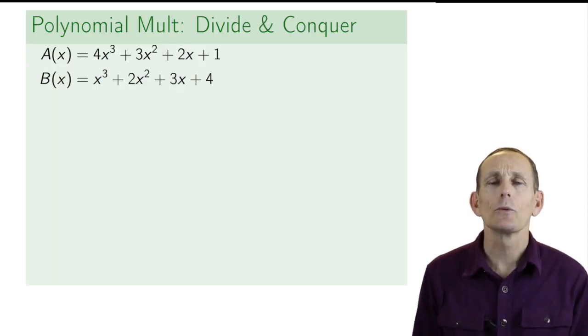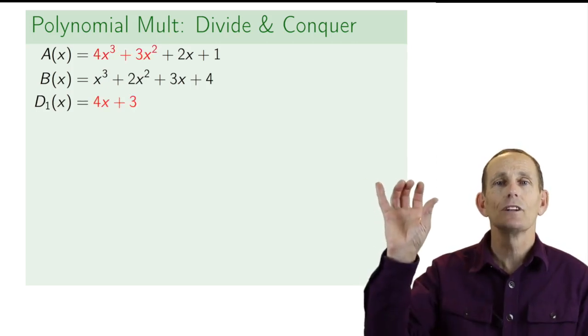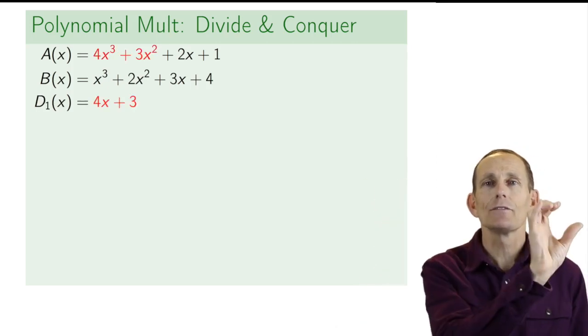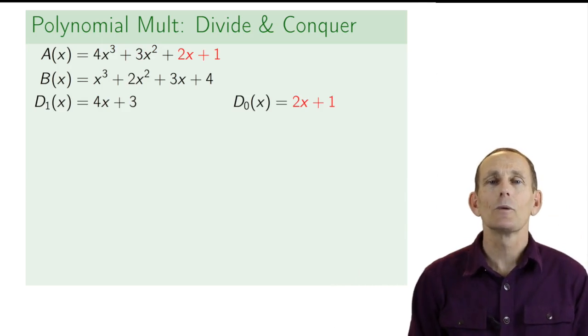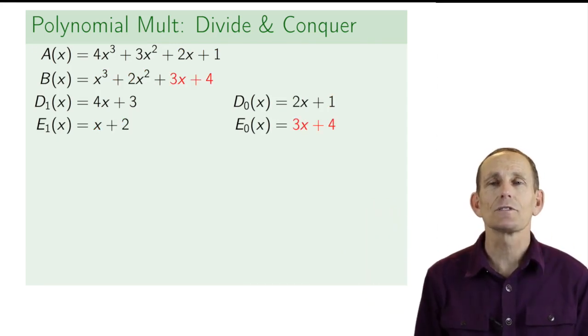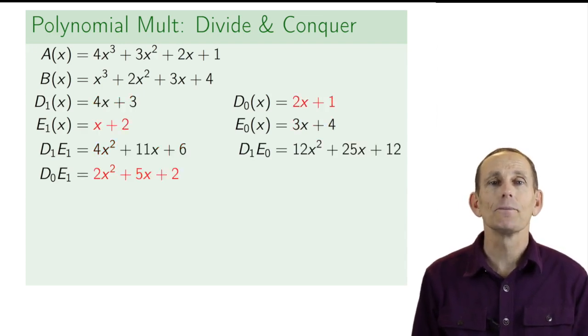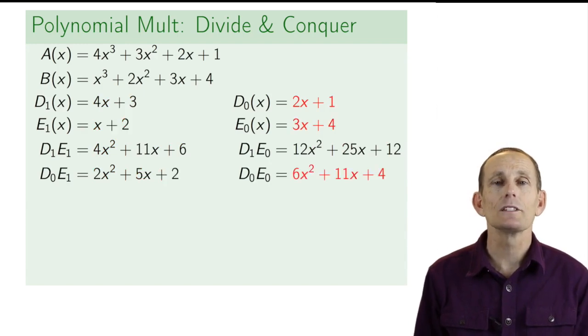Let's look at an example. So we have n is 4, so we have degree 3 polynomials, and we're going to break up A of x into the top half, 4x plus 3, and the bottom half, 2x plus 1. Similarly, we're going to break up the top half of B of x, x cubed plus 2x squared, which just becomes x plus 2, and 3x plus 4 stays at 3x plus 4. Now we compute D1 E1, so multiplying together 4x plus 3 times x plus 2 gives us 4x squared plus 11x plus 6. Similarly, we calculate D1 E0, D0 E1, and D0 E0.